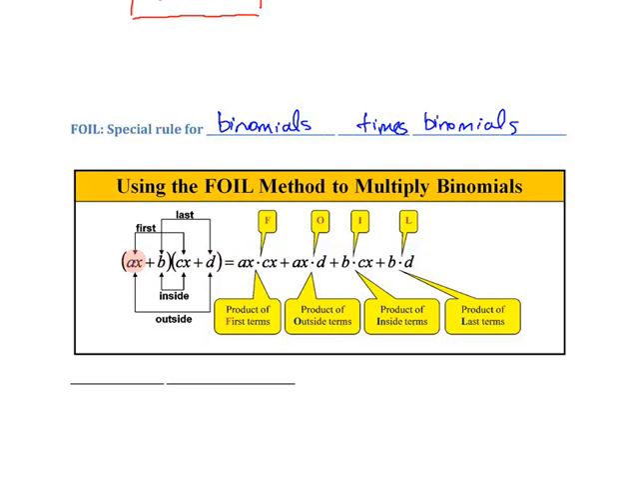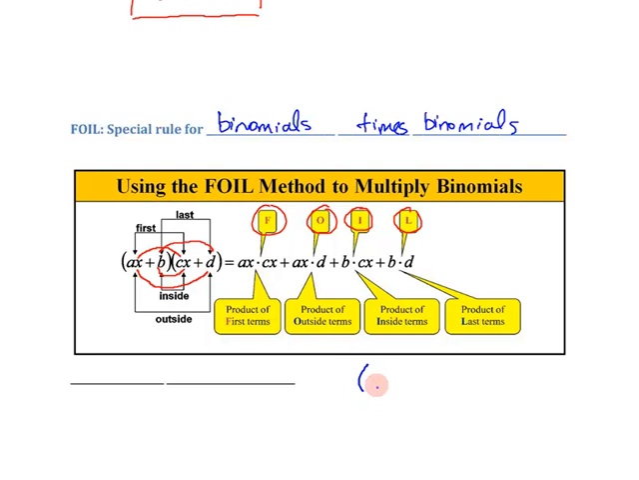So what you do is you take the first one times the first one, which is where we get F for firsts, right? You take the first one times the last, the second one times the first one, and then the second one times the second one. You've got firsts together, the outsides, the insides, and the lasts, which is where we get FOIL, first, outside, inside, last.